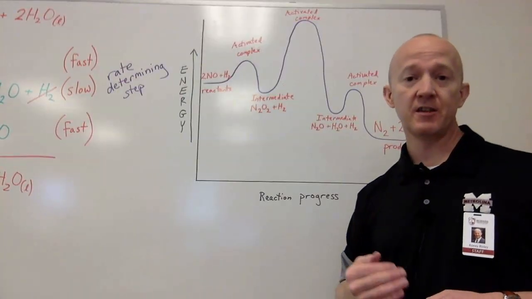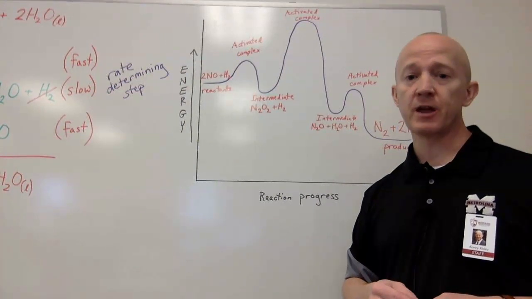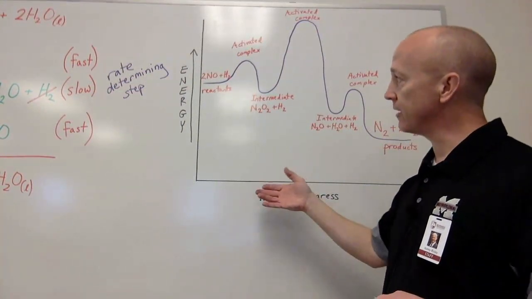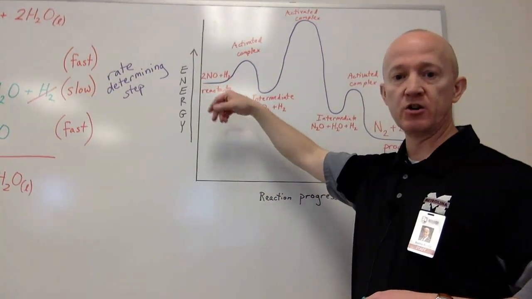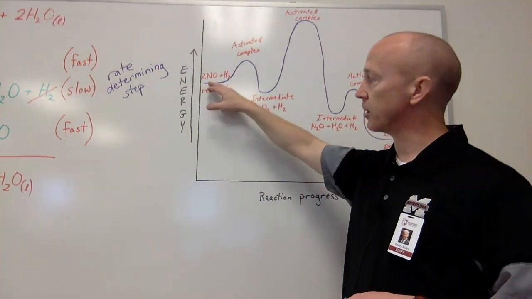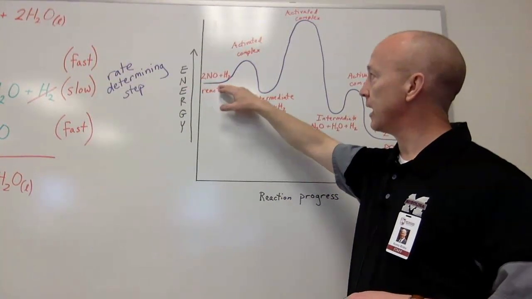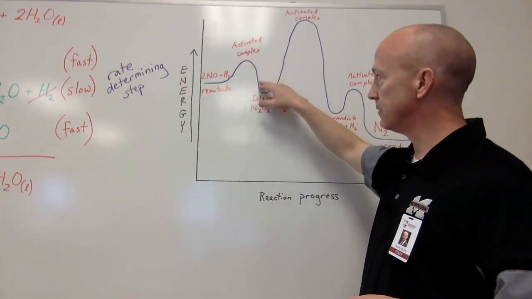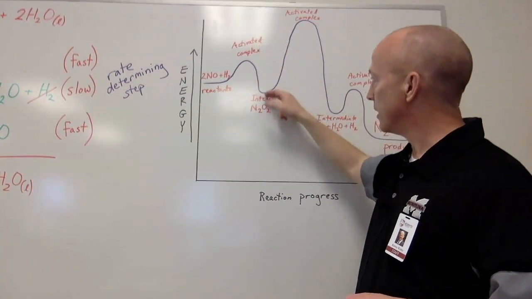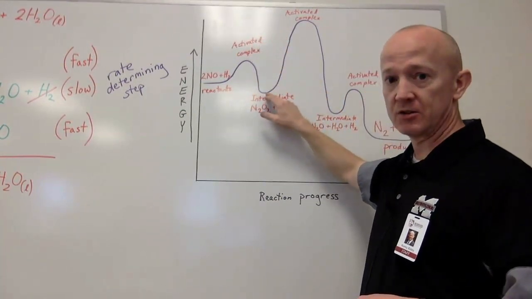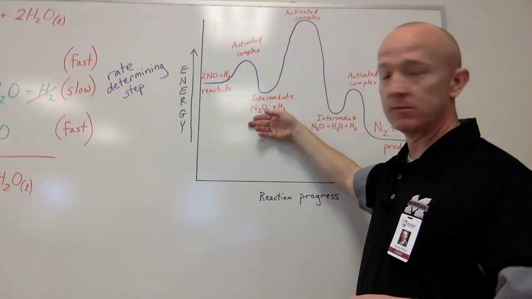We can actually see this in the energy diagram for this reaction. Here we have the energy diagram, and what I've done is I've shown you the respective energies of each step. We start with the reactants, and here we have this first fast step. Here's the activated complex from that step, and here's the intermediate stage, N2O2.